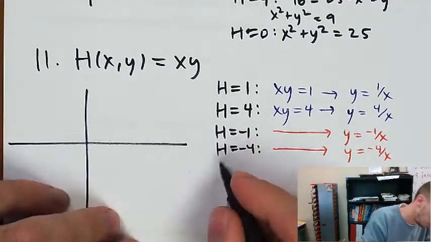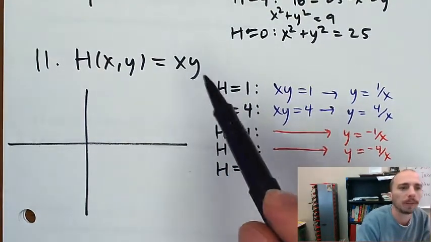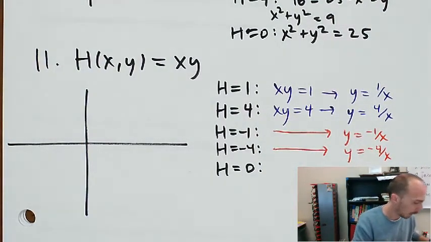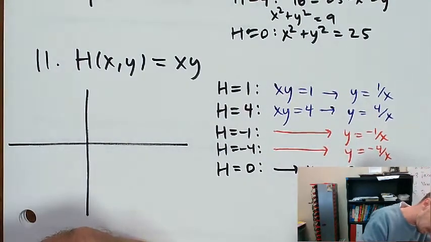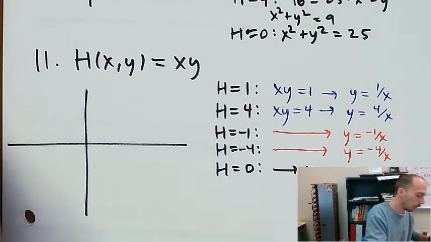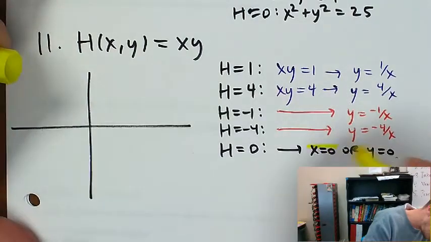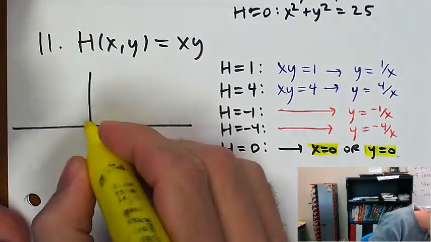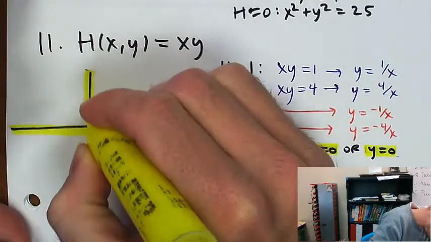I'm also going to point out, what about h equals 0? Is that going to be possible? Is that going to be impossible? Think about how you could get h equals 0. Oh, if x was 0 or if y was 0, h would come back 0. So I guess I'm going to have to do that one in highlighter. So x equals 0 and y equals 0, those are the y and x axes respectively, right? This is the y-axis, and that's the x-axis. So this is the level set corresponding to h equals 0.